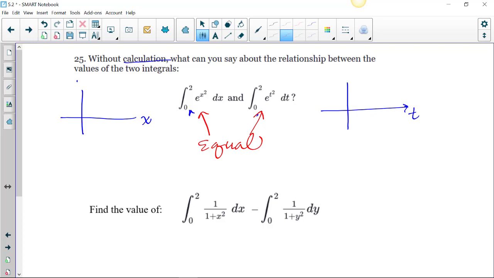So what does that tell me about this? Find the value of this integral minus this integral. Once again, same variable, or this one's in terms of x, this one's in terms of y. They're exactly the same otherwise. When I subtract, if I say this one was 15, this one would be 15, you're going to get 0. So just knowing that it doesn't matter what the independent variable is.